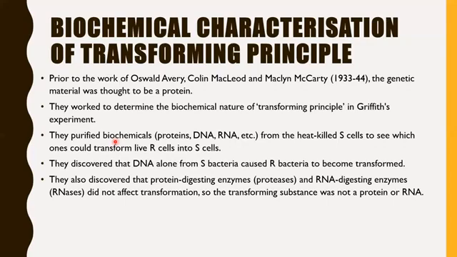They got only R strain cells. They never got S strain cells. They used a specific enzyme called DNase to remove the DNA from the mixture. When they used proteases, they removed the proteins, and they got S strain cells. When they removed RNA molecules by using RNase, again they got S strain cells. But when they removed DNA from the mixture, they did not get S strain cells.